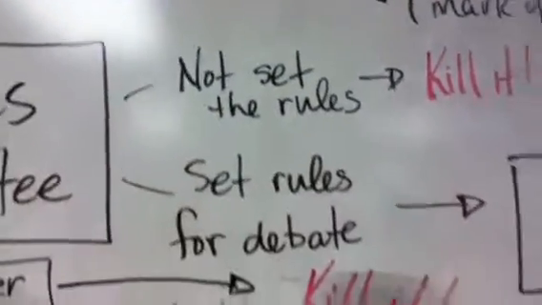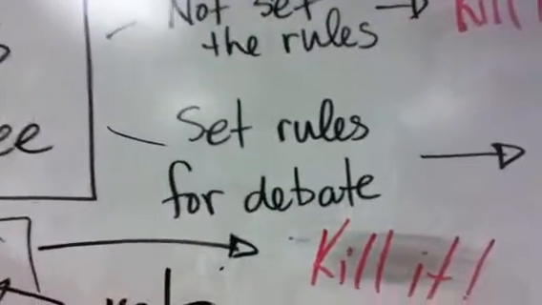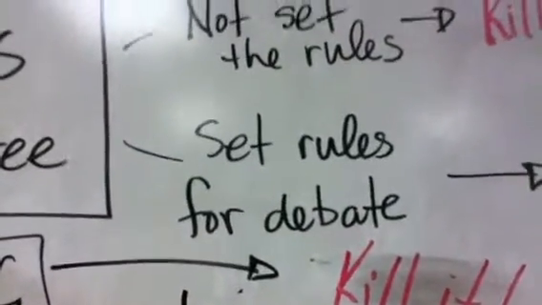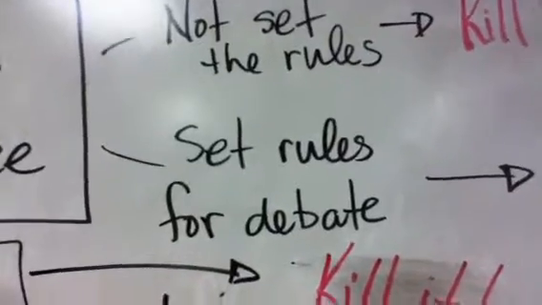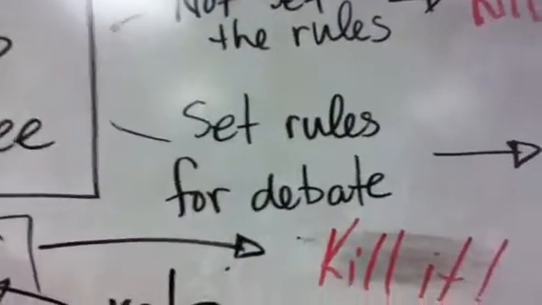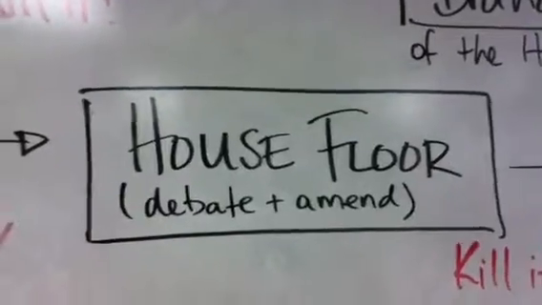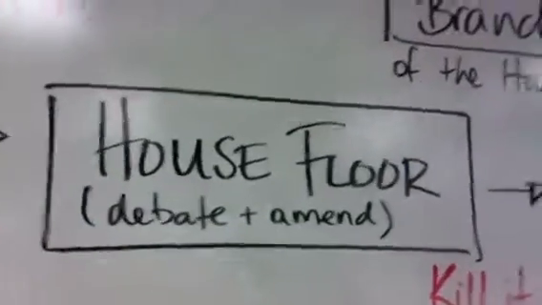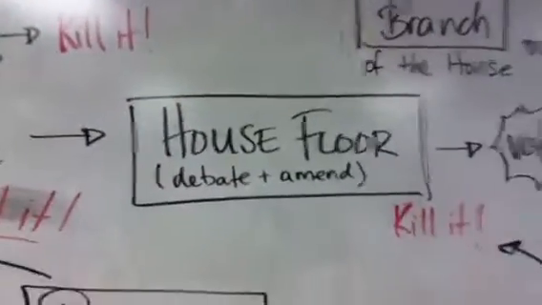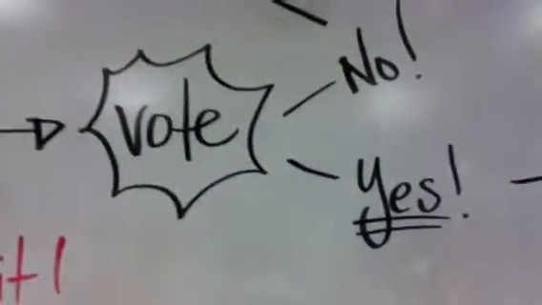Generally, they will set the rules for the debate. You can have rules. A rule would be like, you can't amend this bill. So they can set rules specific to that bill that would help that bill, in theory, pass through the House floor. So let's say they set the rules for the debate. Now we're going to move on to the House floor. They'll debate, they'll amend the bill, and ultimately they'll vote on it.